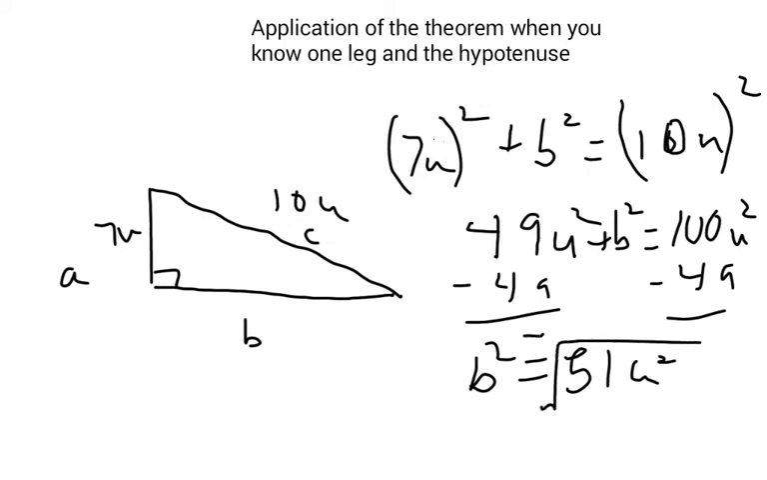Take the square root of both of those. The square root of 49 is 7, so the square root of 51 is slightly more than that. It would actually come out to be approximately 7.1. And again, it's units.